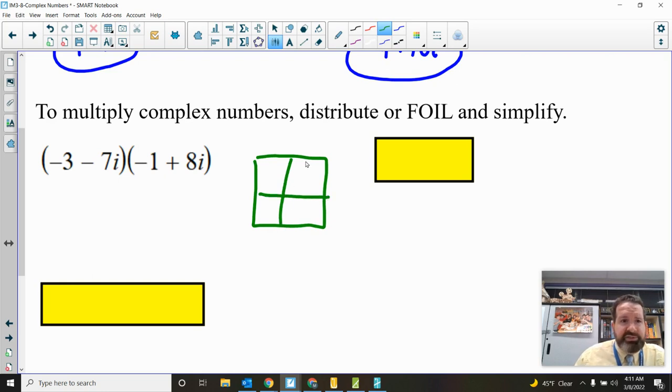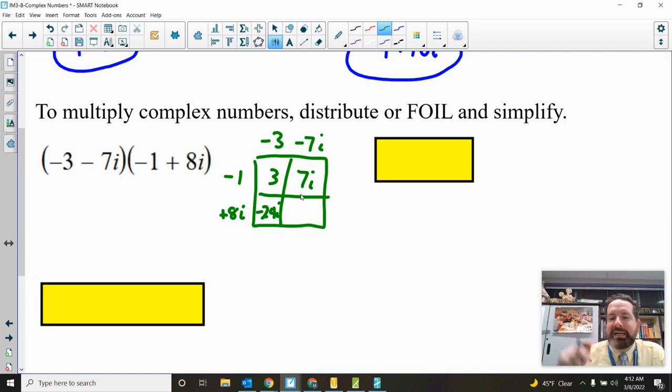Let's pretend those were all nice and straight. So negative 3 minus 7i, negative 1 plus 8i. And then to fill the boxes, just multiply. So negative 1 times negative 3, negative 1 times negative 7i, negative 3 times 8i is negative 24i.